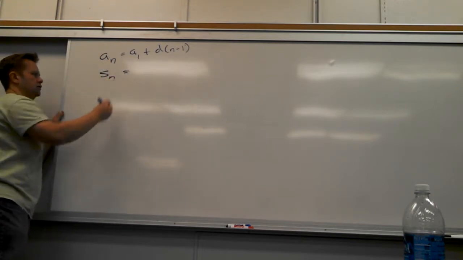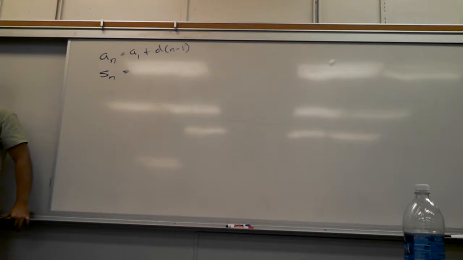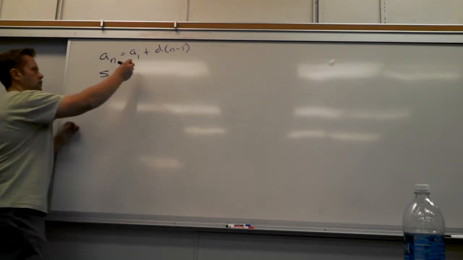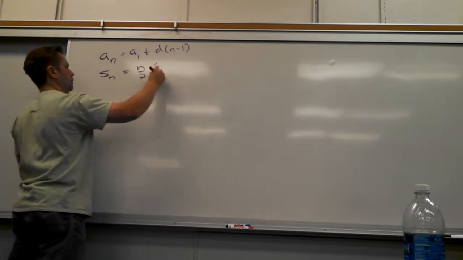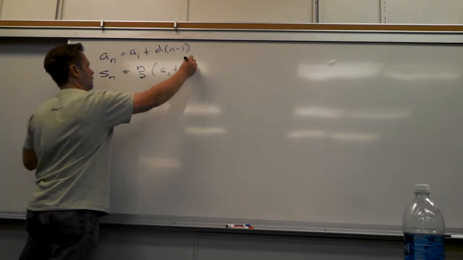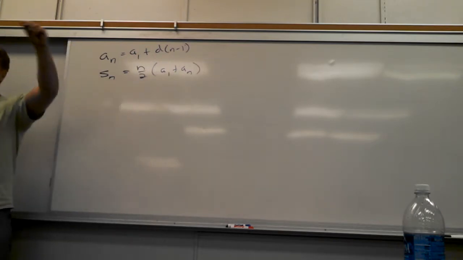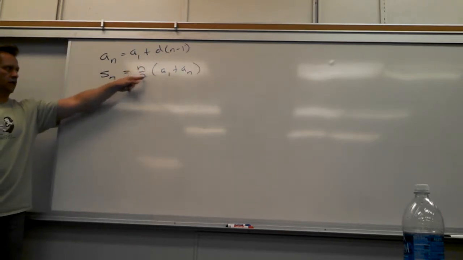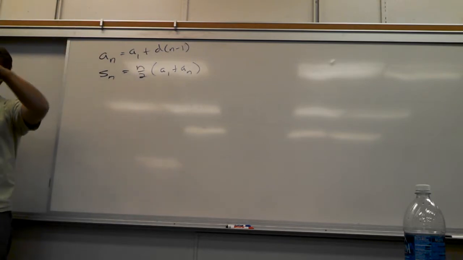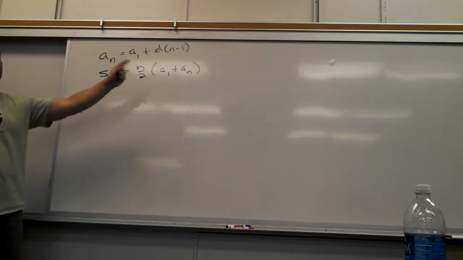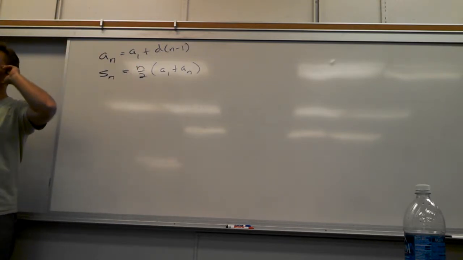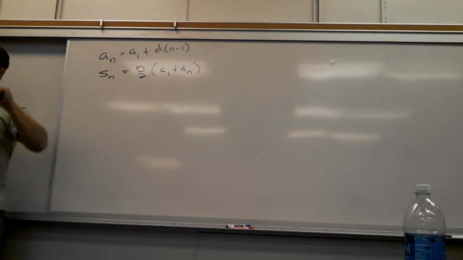That's the one that little Gauss, when he's young, did that thing with the teacher. I don't know if you remember that. Urban legend. If you add the first one to the last one, it's going to repeat this many times. There's going to be this many pairs of the same sum. So the idea behind the formula is very simple. It's really nice. So that's for arithmetic.